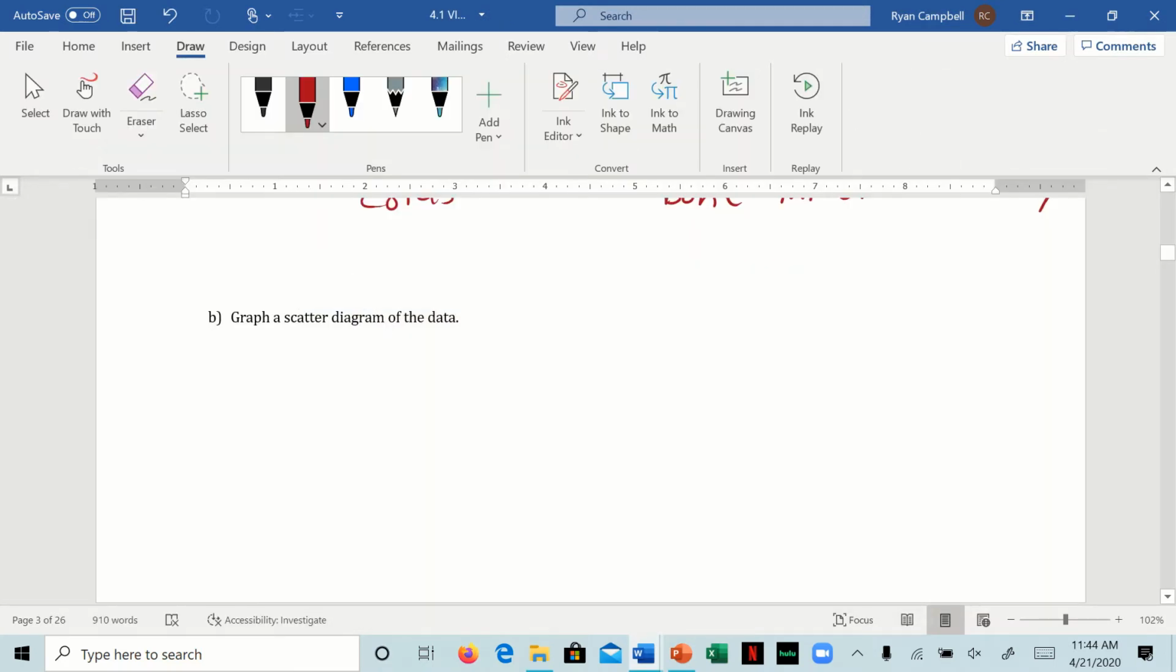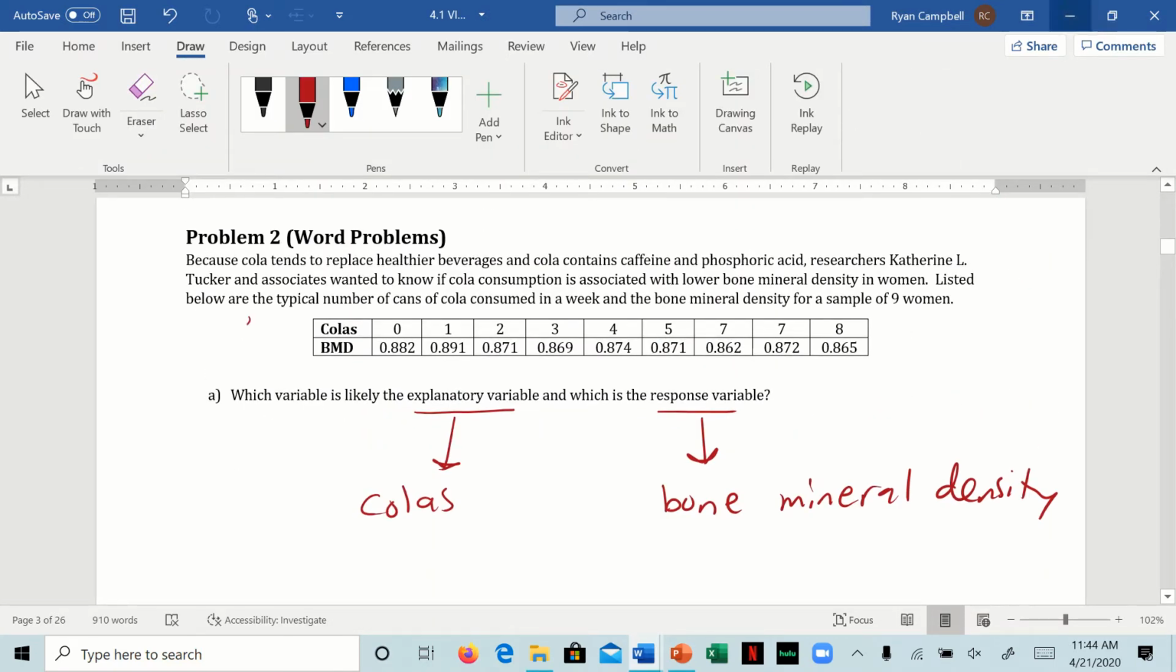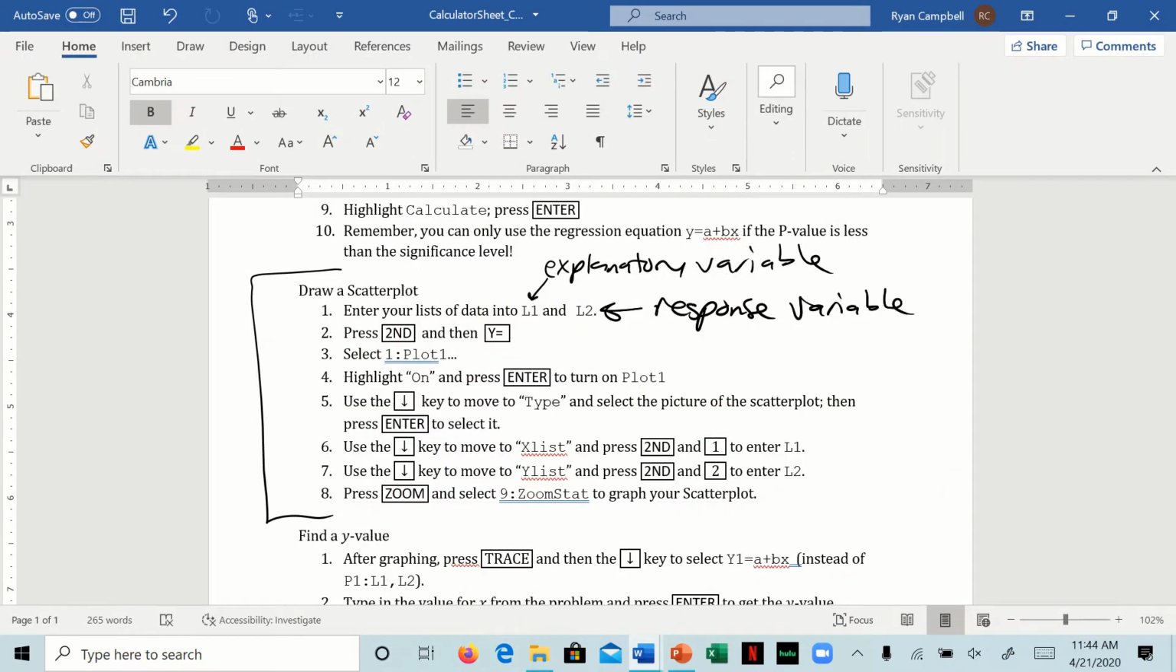In this case, we know that L1 is going to be your cola. L2 will be your bone mineral density. After you plug those two in, you want to go to second y equals, hit enter on plot number 1, and make sure that it is on. Also make sure that none of the other ones are on. Only that number 1 is the only one that is on; everything else is off. Next, make sure that the type is the picture of the scatter plot, which should look something like that. Then hit enter. Xlist should be L1, Ylist should be L2.